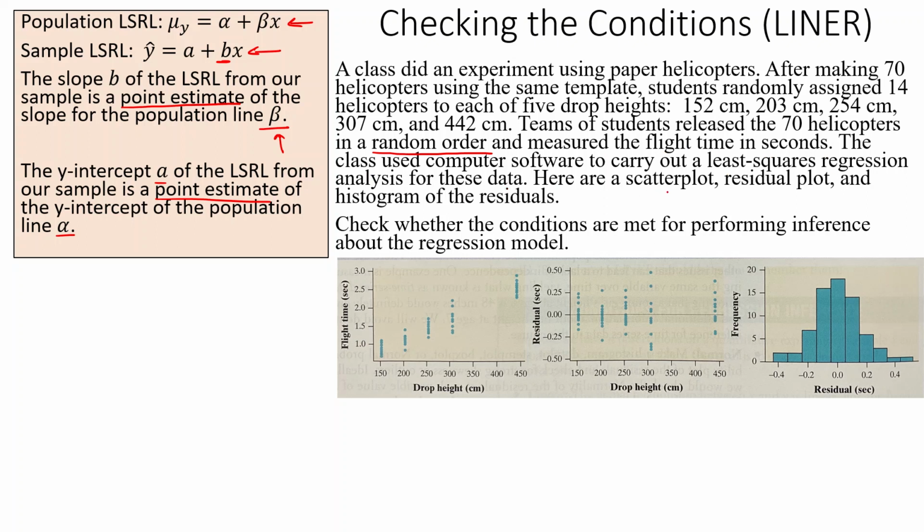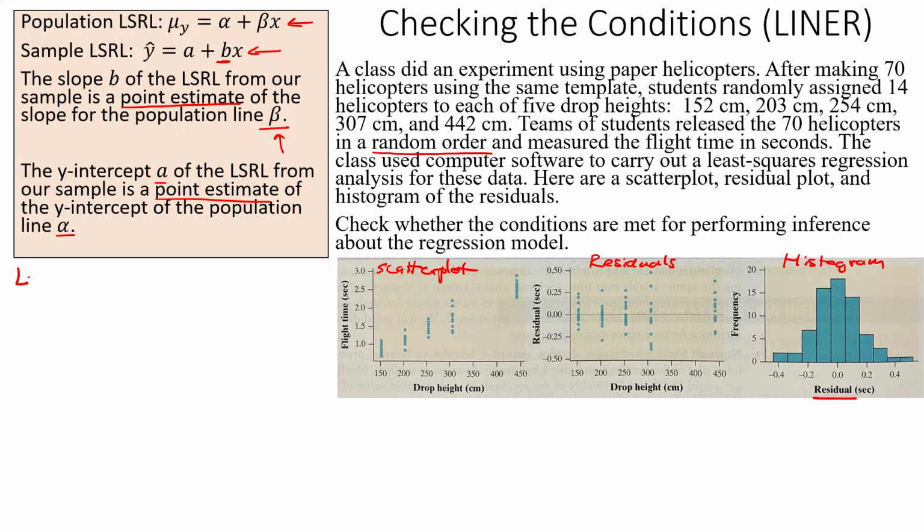Here are a scatter plot. So here's our scatter plot. Residual plot. So here's our residuals. And a histogram of the residuals. So this is our histogram of the residuals. Check whether the conditions are met for performing inference about the regression model. All right, so usually if they give this to you on the AP exam, they do give you the graphs. The graphs are pretty much always there if you have to do this on the AP exam.